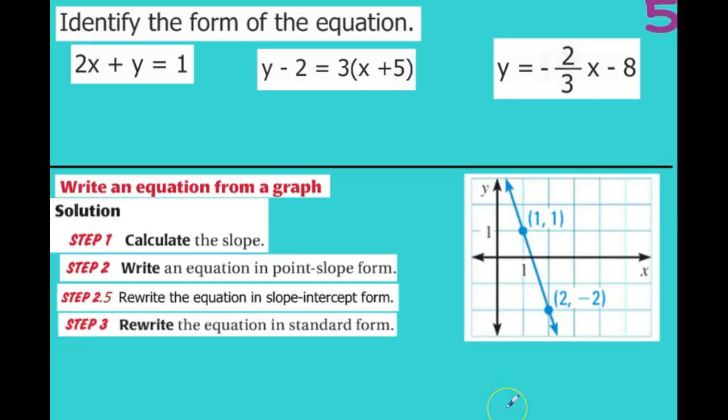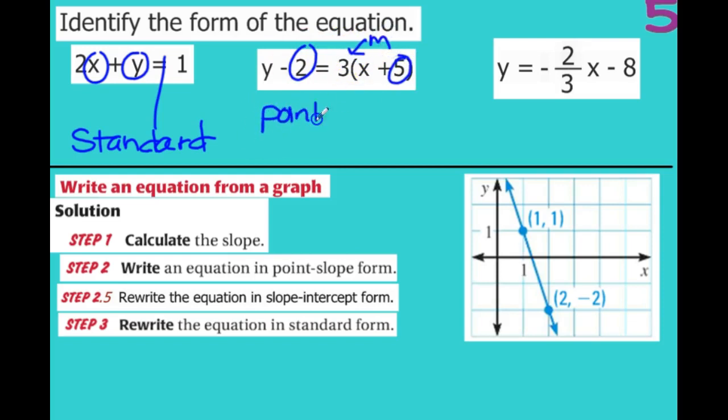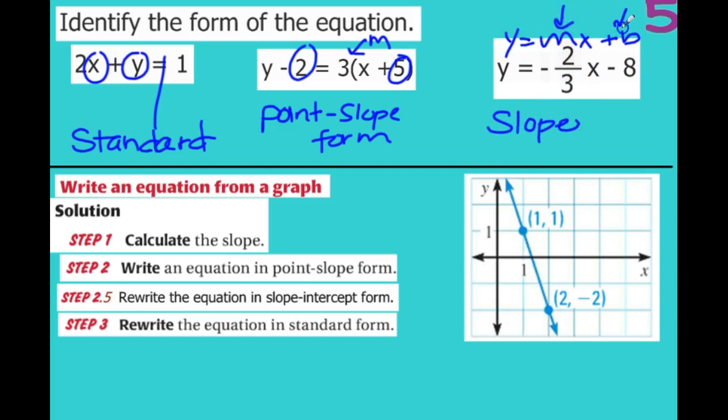Moving along, these first 3 at the top, we are just identifying the form of the equation. So this one here with x and y on the same side, we call that standard form. The one in the middle, y minus y1 equals our slope, and then x minus x1. This is what we call our point, x and y, and our slope. We call this point-slope form. And then last, the form y equals mx plus b. That's not what it's called, that's what the letters are, but this is called slope-intercept form because we have a slope and a y-intercept. Slope-intercept form.